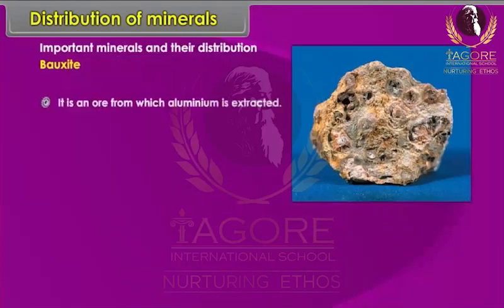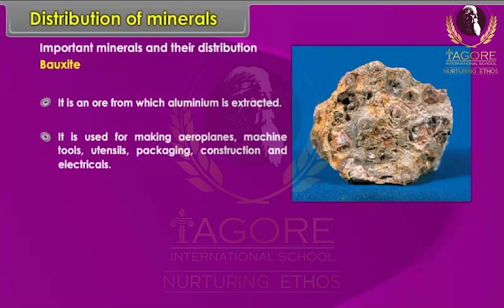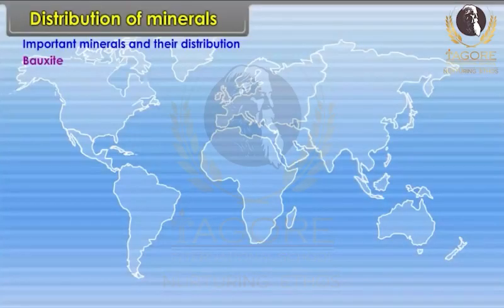Bauxite. It is an ore from which aluminium is extracted. It is used for making aeroplanes, machine tools, utensils, packaging, construction and electrical materials. Location: World, Australia, Guinea, Jamaica and Brazil.